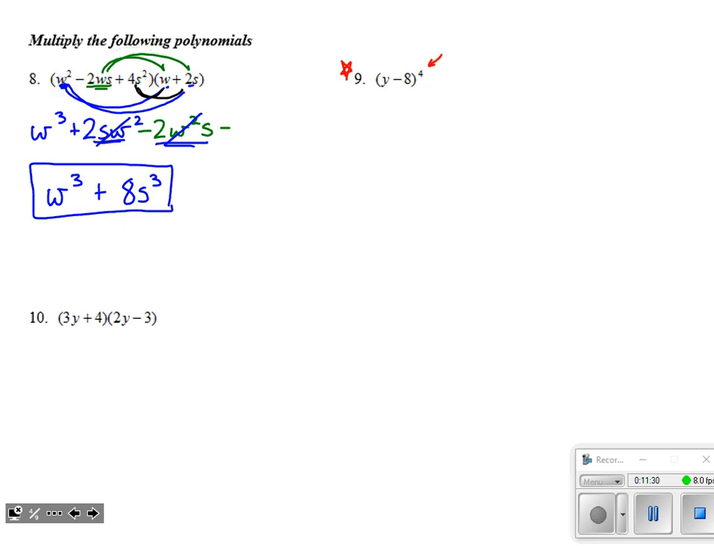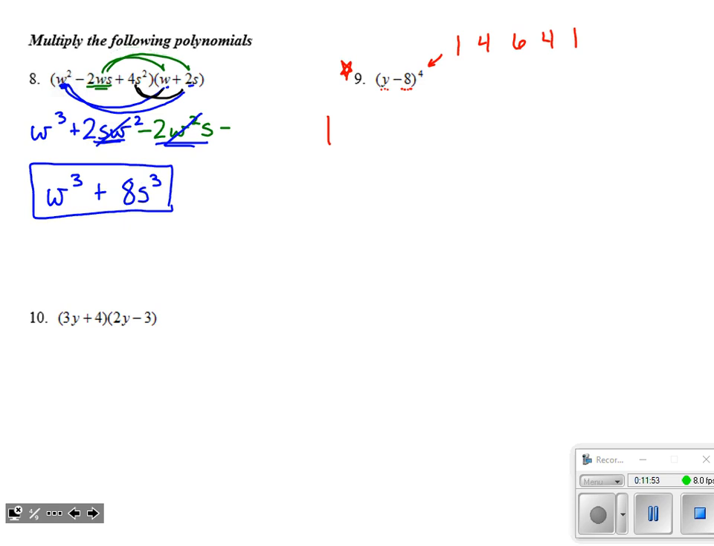Because it's a fourth power, I'm thinking of the fourth row in Pascal's triangle that goes 1, 4, 6, 4, 1. That's going to be my set of coefficients. I notice the first thing is a y and the second thing is a negative 8 inside that binomial. So here's how we're going to follow the pattern to make this happen.